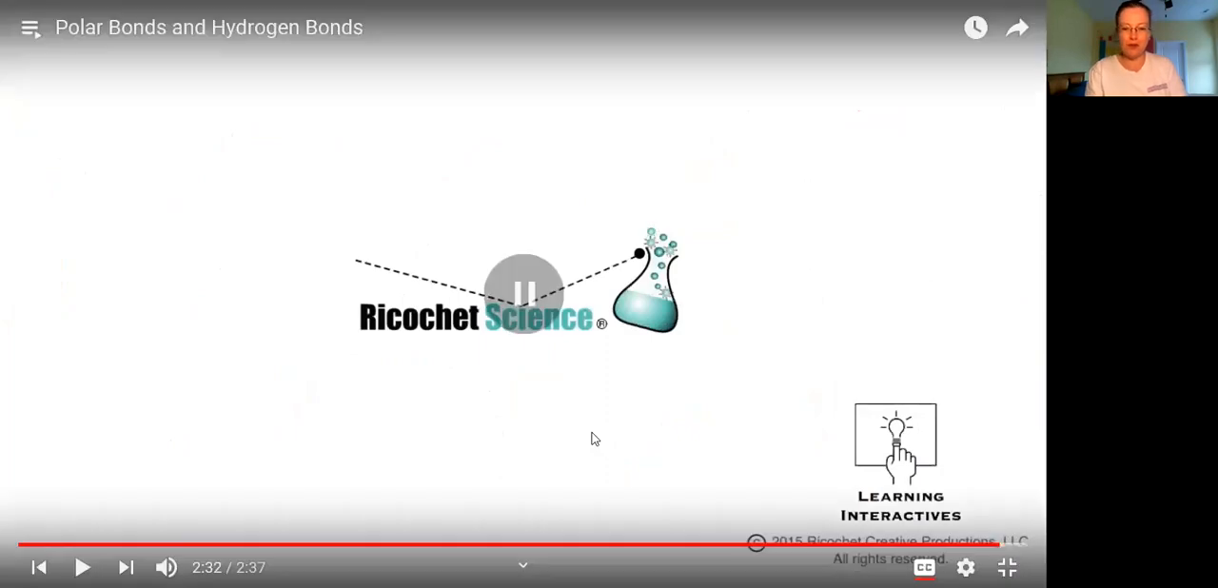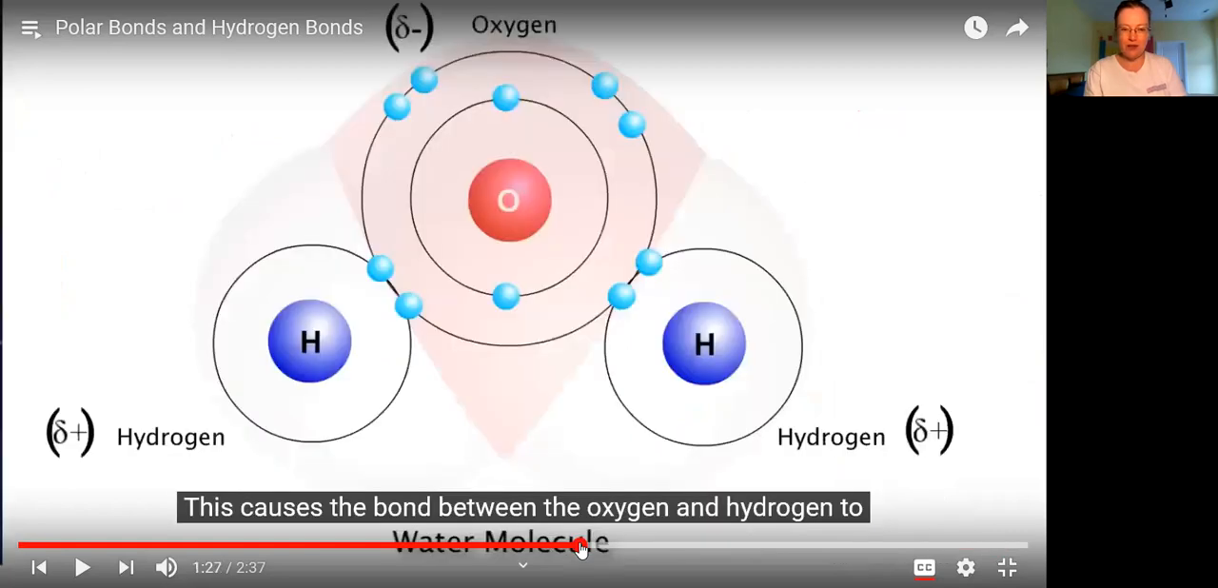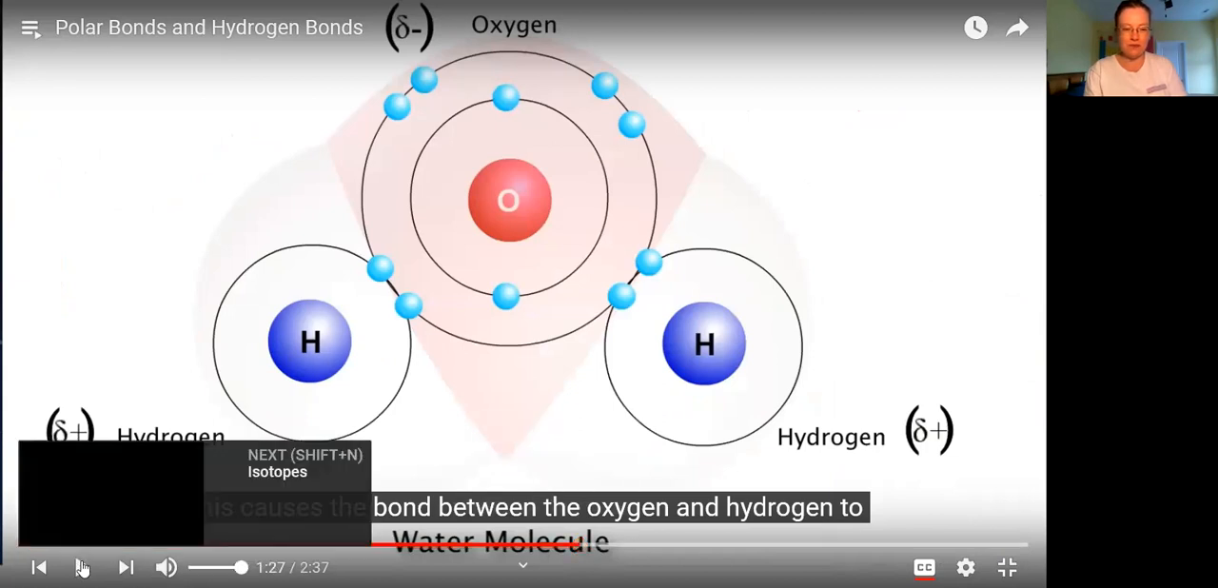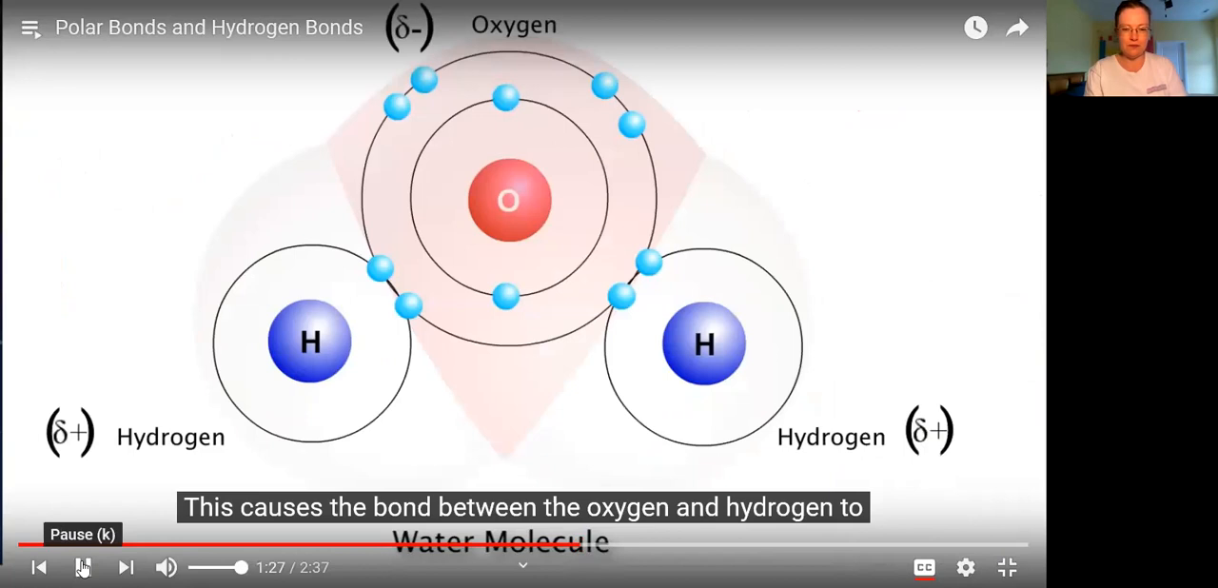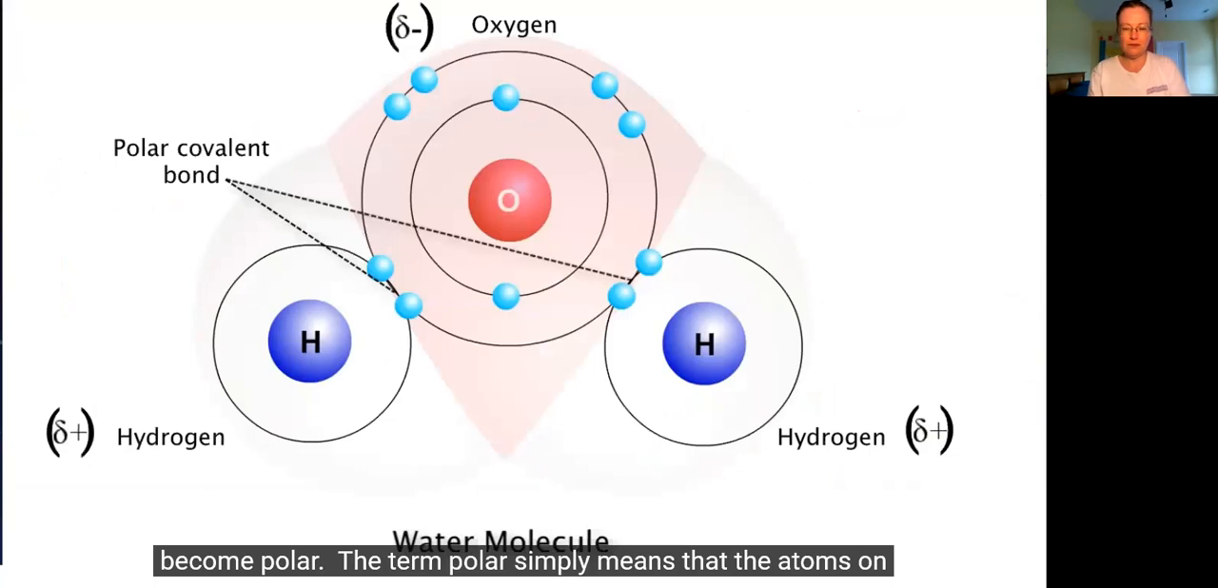So I just want to play one more line one more time because I think she did a great job saying again what this bond is. Is the bond between the oxygen and hydrogen to become polar. The term polar simply means that the atoms on either side of the bond have a partial and opposite charge.